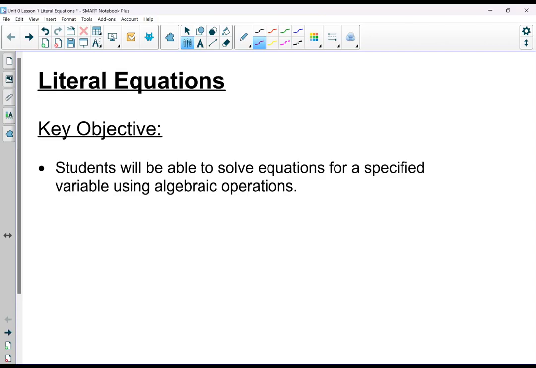Today we're talking about literal equations. A literal equation is an equation that has more than one variable. So you have dealt with them before. We dealt with them in Algebra 1 when we were working with equations in standard form and we had to solve for y. You've dealt with them in geometry. Anytime you've worked with a formula and isolated a variable, that's a literal equation.